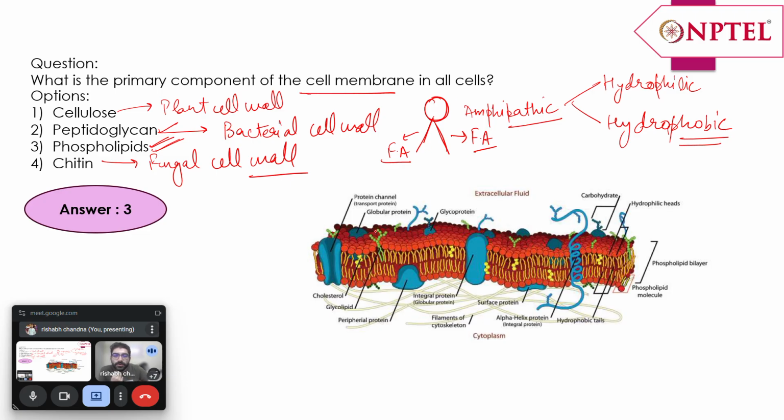This is how it is arranged in the form of the phospholipid bilayer, keeping the hydrophilic heads towards the outer side and the fatty acids inside, so that they maintain the hydrophobic nature of the fatty acids, protected from the watery environment. This is how they form the lipid bilayer. Okay, any doubts?